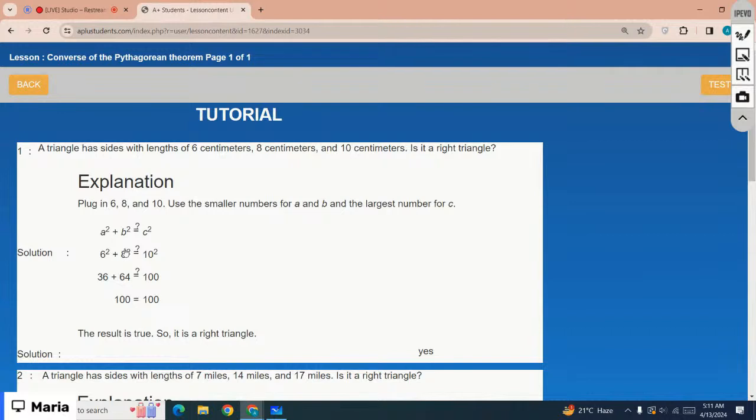So for the right triangle, what you have to do? You have to just put the values in the Pythagorean theorem, and if both sides are exactly equal, that means they are a right angle triangle. Got it? Let's just start with the test questions.